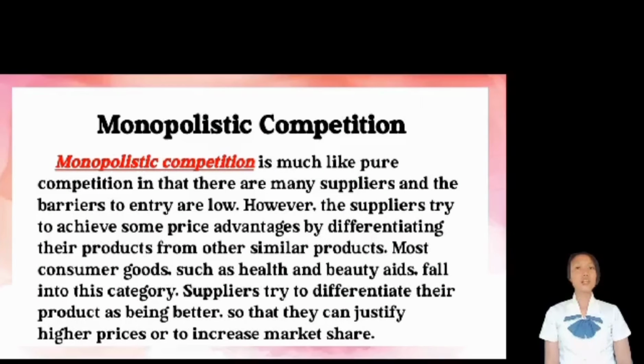Next is monopolistic competition. It is much like pure competition in that there are many suppliers and the barriers to entry are low. However, the suppliers try to achieve some price advantages by differentiating their products from other similar products. Most consumer goods, such as health and beauty aids, fall into this category. Suppliers try to differentiate their product as being better so that they can justify higher prices or increase their market share.